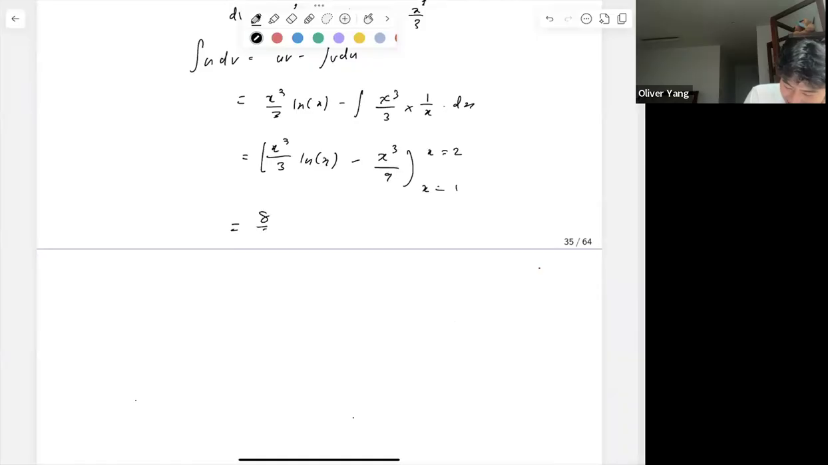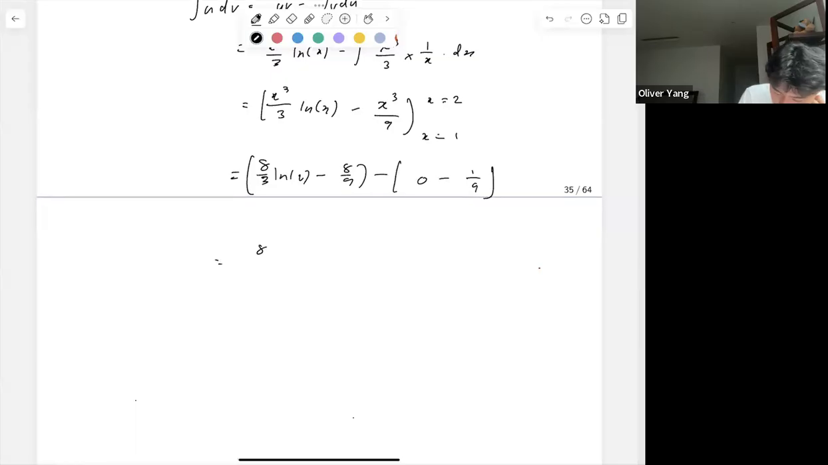8 on 3 ln 2 minus 8 on 9 minus 1 on 3 ln 1, and ln of 1 is 0. So our first term is going to go to 0, and this is going to be 1 on 9.